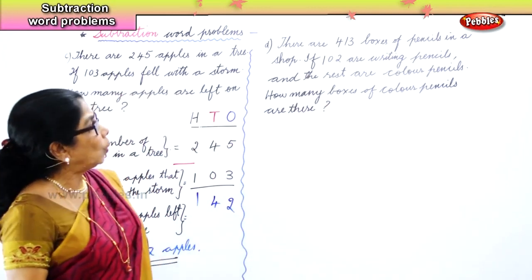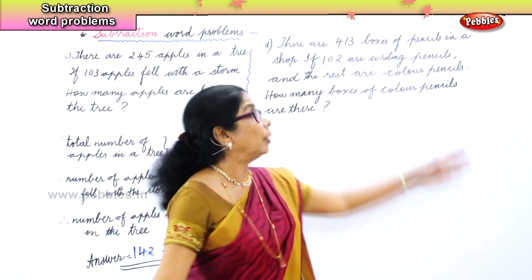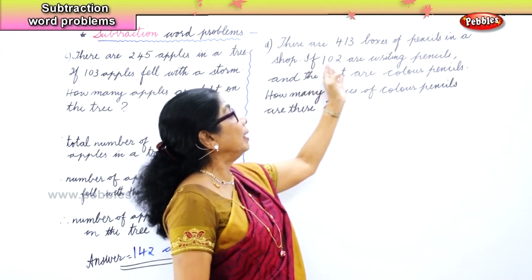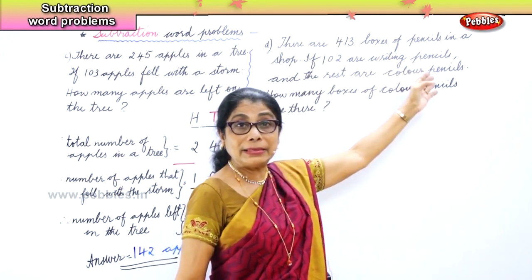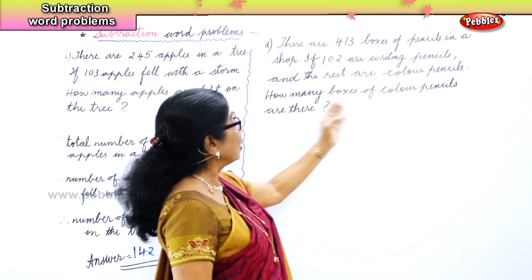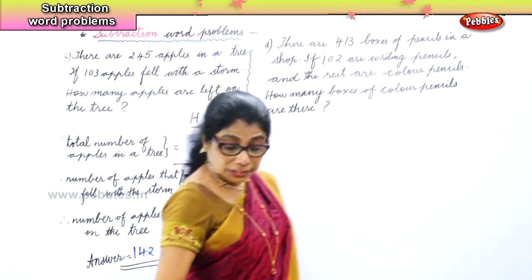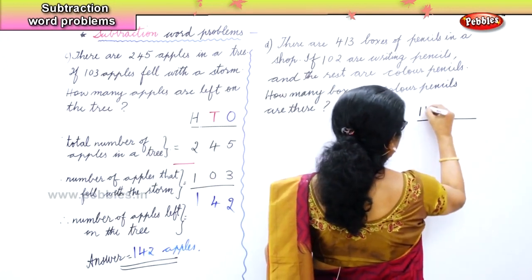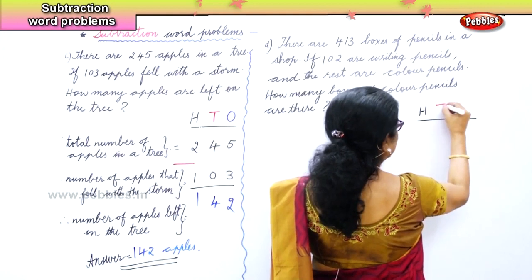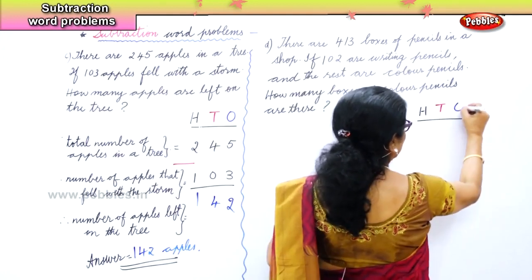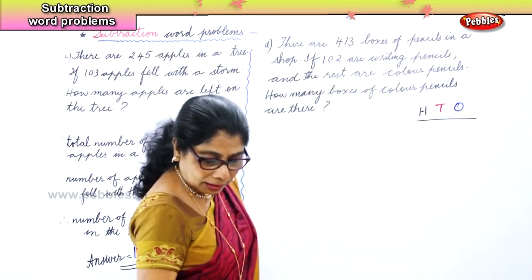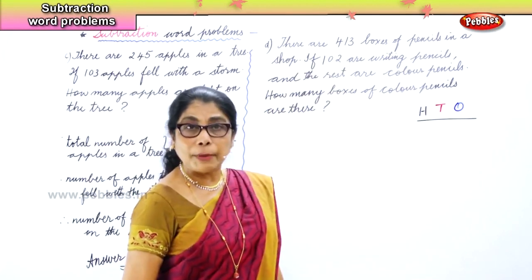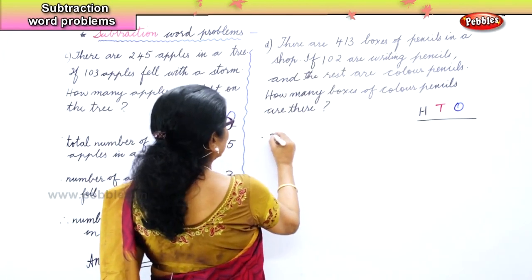Okay? Now, what is the first statement? Total number of boxes, pencil boxes. Next one, number of writing pencils. Therefore, number of color pencils. Alright? So first we are going to prepare how to put the numbers correctly. Hundreds, tens, and ones. First we prepare that, then we write our statement. What is the first statement? Total number of pencil boxes. That's the first one. Okay?